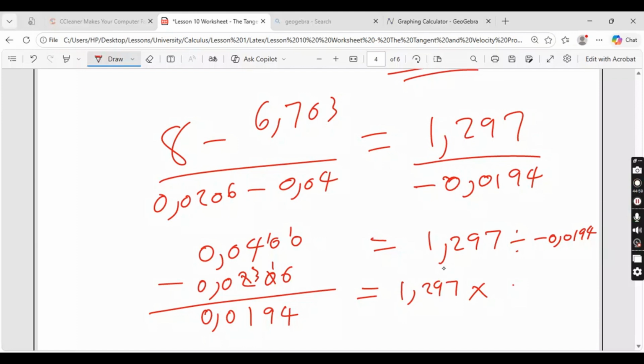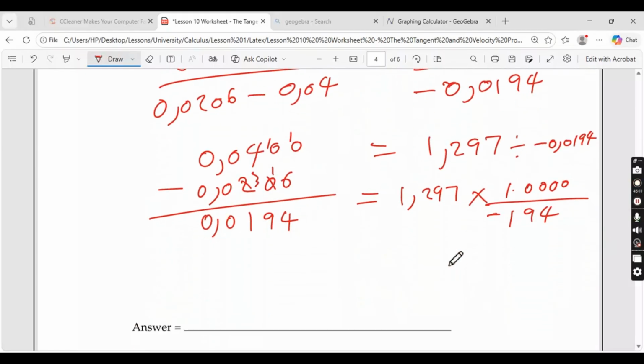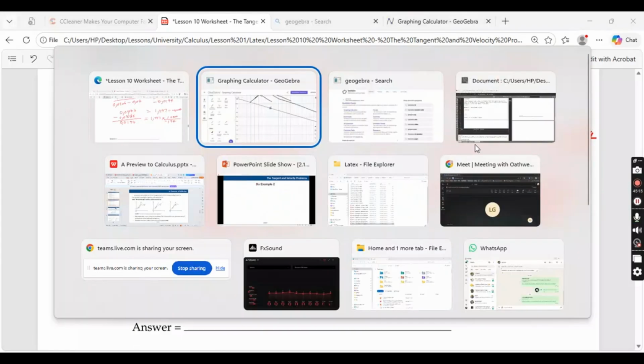One, two, three, four. 10,000. Okay, so I think let me now involve a calculator because this looks too big.